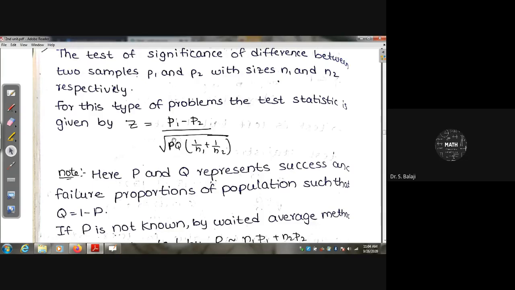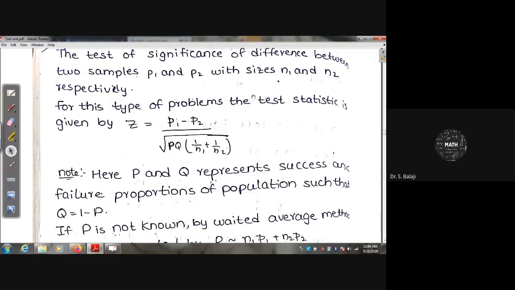Here, capital P and capital Q were not mentioned in the statement of the problem. P and Q represent the success and failure proportions of the whole population from which the samples are taken. P represents the success rate and Q represents the failure rate, such that Q is equal to 1 minus P, or P plus Q is equal to 1.